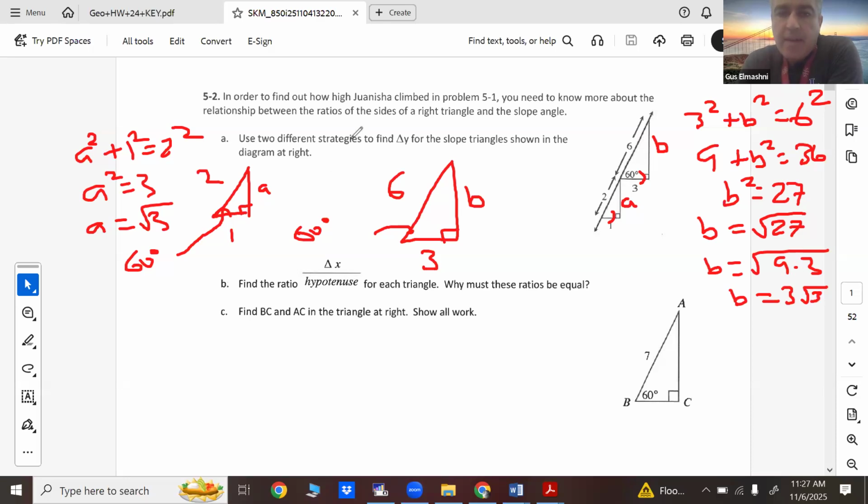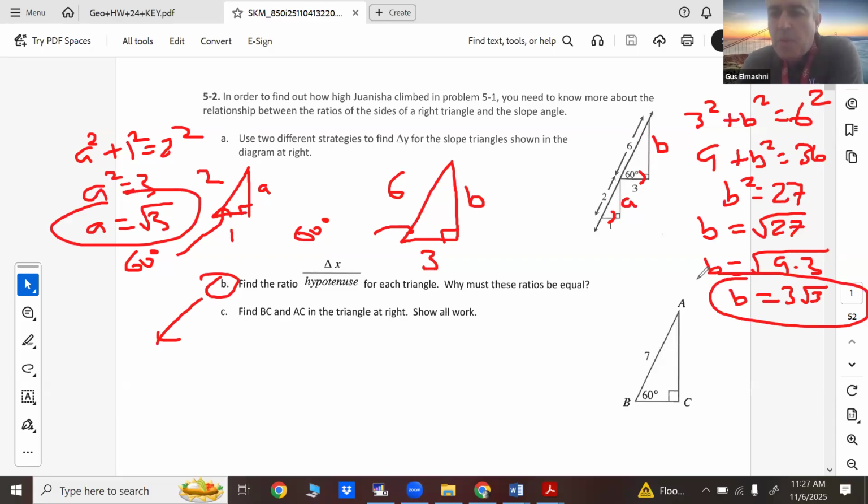So delta y, it looks like we have two different values actually for delta y. But if we think about it in terms of a ratio, find the ratio of delta x to hypotenuse for each triangle. So right now my delta y's, we'll just stick with these for now. We won't make a conclusion yet. We got two different answers. We got √3 and 3√3. Okay, so we'll say √3, 3√3. We'll just go with that.